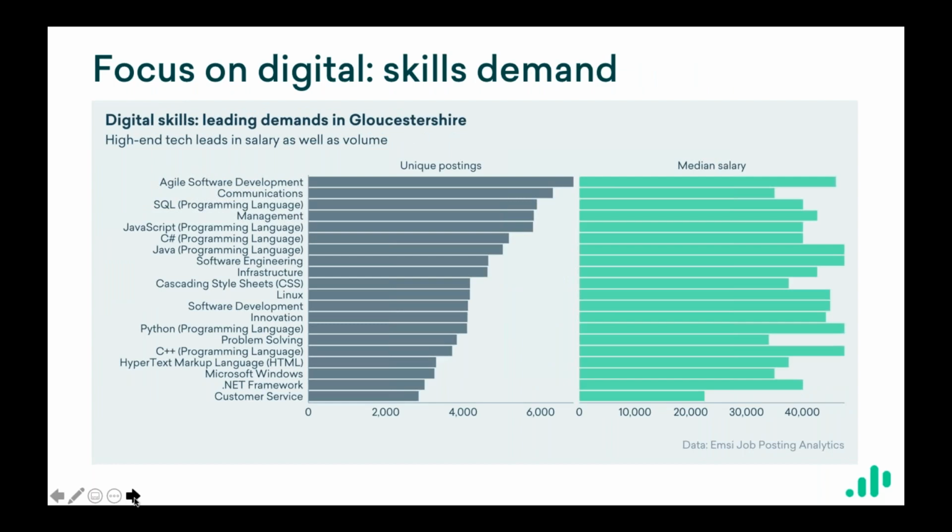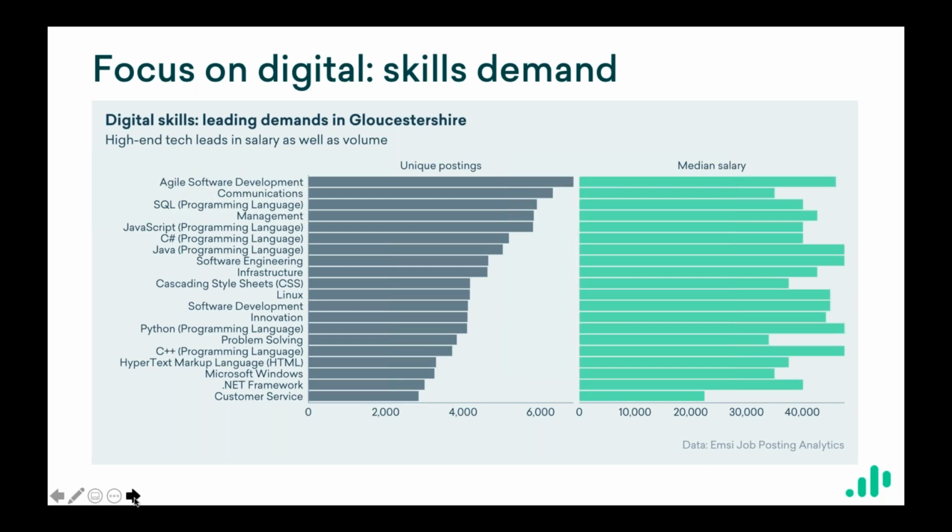Just to round off the data here, we've looked at the digital job postings in a different way, by looking at the leading skills. We've drawn off the top 20 skills in demand by the number of job postings, across the whole period since the start of 2016. You can see that agile software development is highest. Then you've got communications and management in second and fourth, so some generic skills as well.